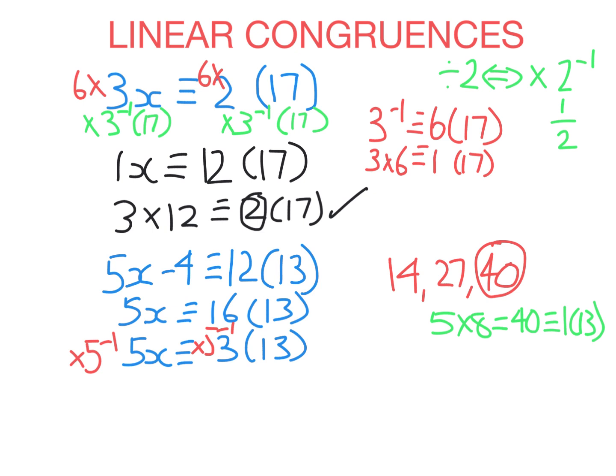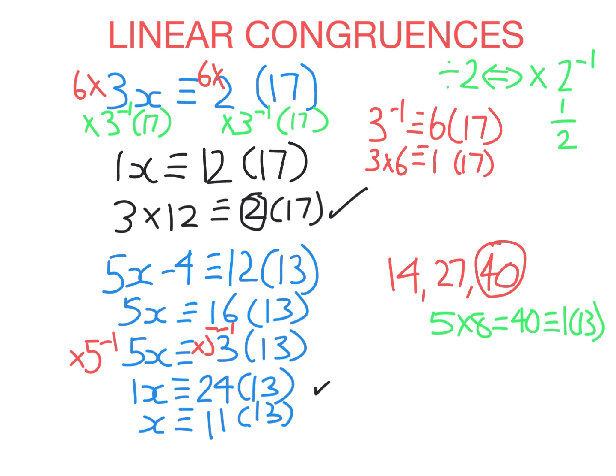So multiplying the left-hand side by 8, 8 times 5x, 40x is the same as 1x, modulo 13. 8 times 3 is 24. But of course, 24 mod 13 is equivalent to 11 mod 13. So that is the answer, because if I substitute 11 for x here, I get a true statement. 5 times 11 minus 4, 51, is equivalent to 12 mod 13. So I know I'm right.